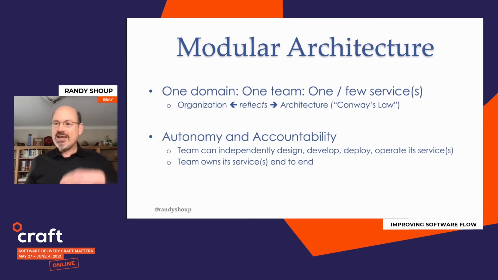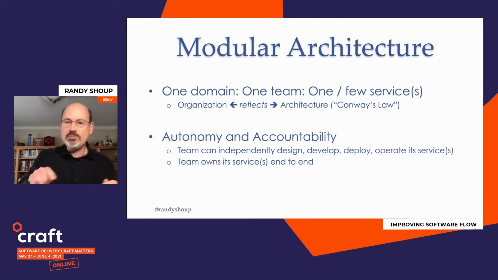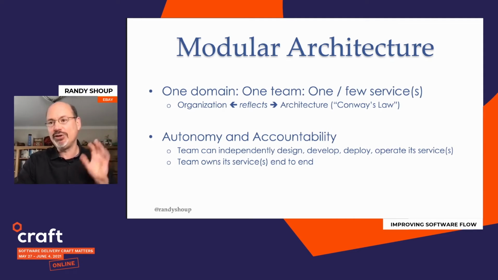And so what does that mean for when I'm inside the team? That means that within the team, I should have both autonomy and accountability. So within the team boundary, I should be independently designing, developing, deploying, and operating my software. And I should be owning that software end to end. And also I should be accountable for the business results of that software. This is the locality part of the locality and simplicity idea.